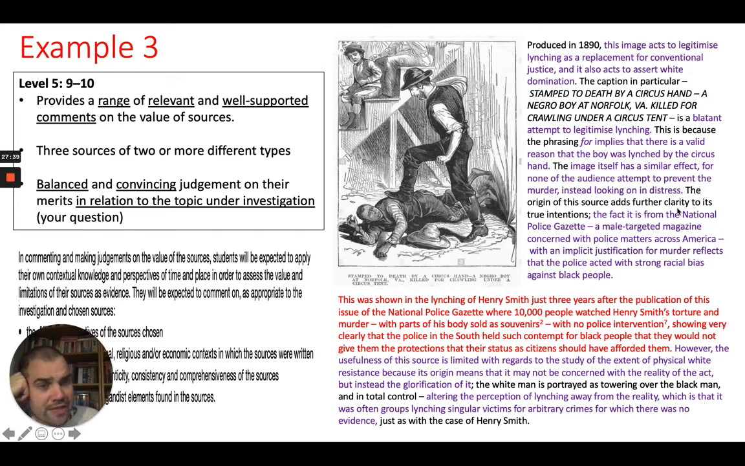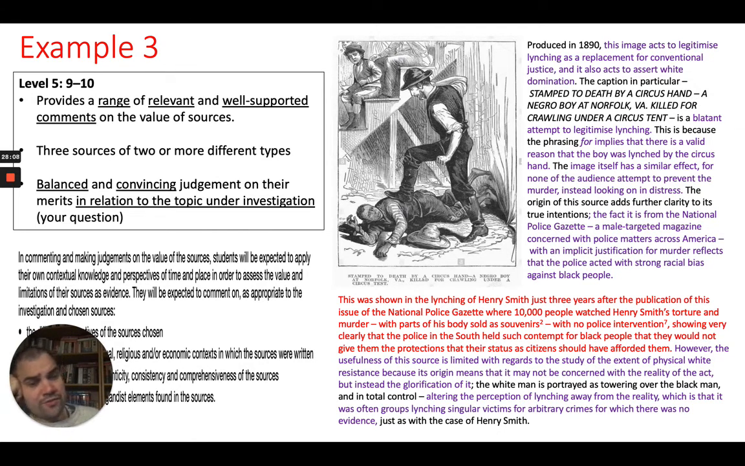The origin of the source adds further clarity to its true intentions. The fact that it is from the National Police Gazette, a male-targeted magazine concerned with police matters across America, with an explicit justification for murder, reflects that the police acted with strong racial bias against black people. So again, thinking about who the magazine is, it can tell us quite a lot about the intentions of the author. It's thinking about the origins and the purpose behind this source.